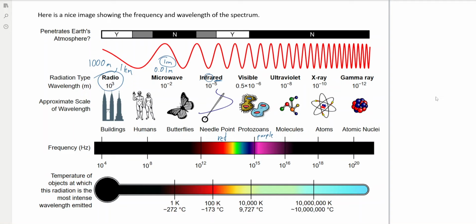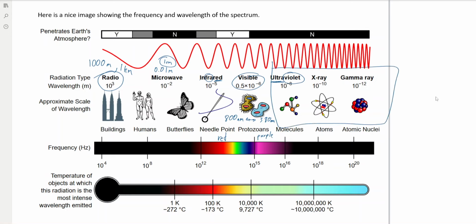Okay, visible light is around here, so it's somewhere around 800 nanometers till I think it's like 380 nanometers. So it's pretty darn small. It's about the size of protozoans, to give you some ballpark. And then we go ultraviolet. Ultra, so past violet, which is just another word for purple. Okay, then X-rays and gamma rays.